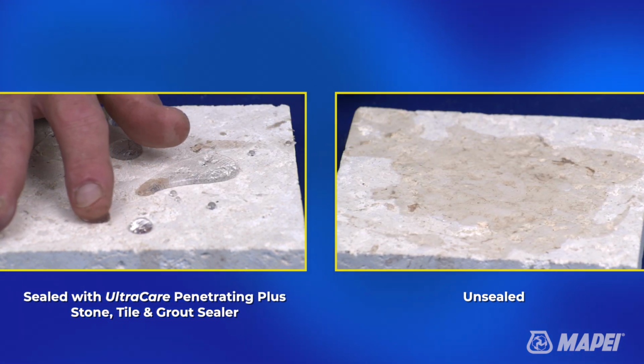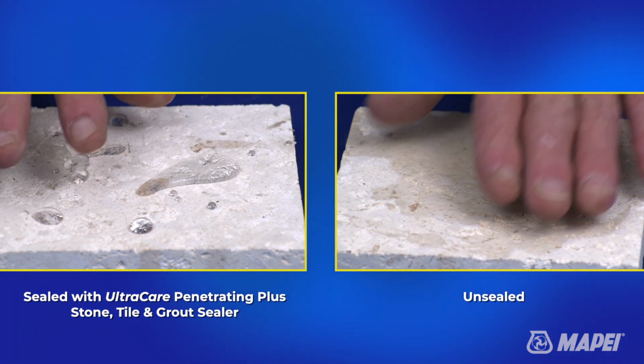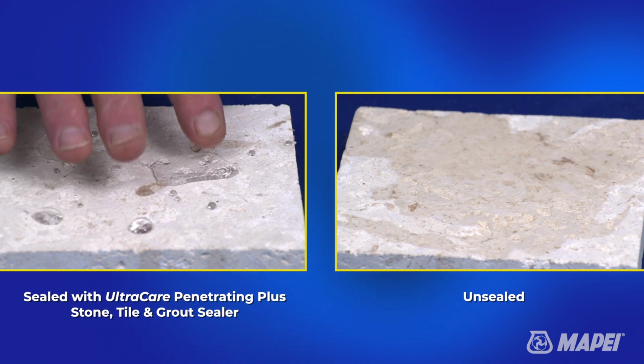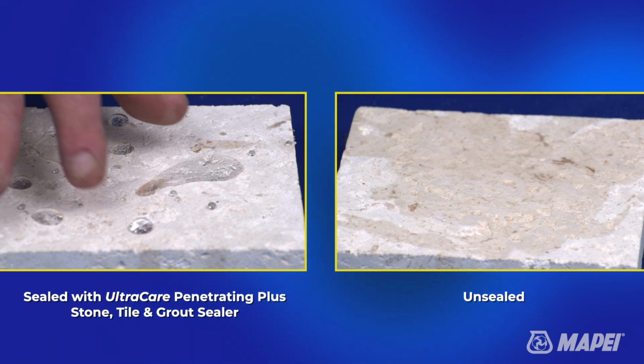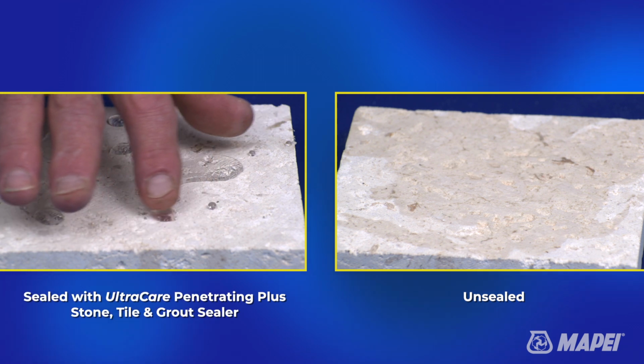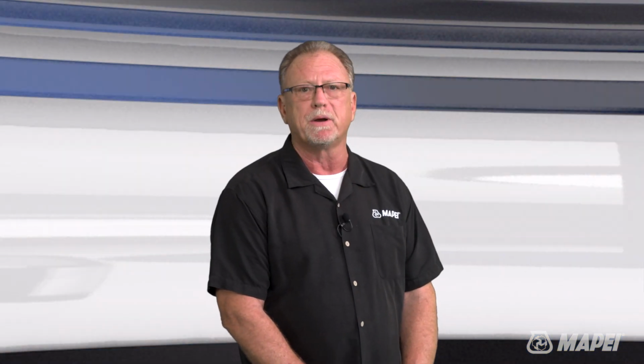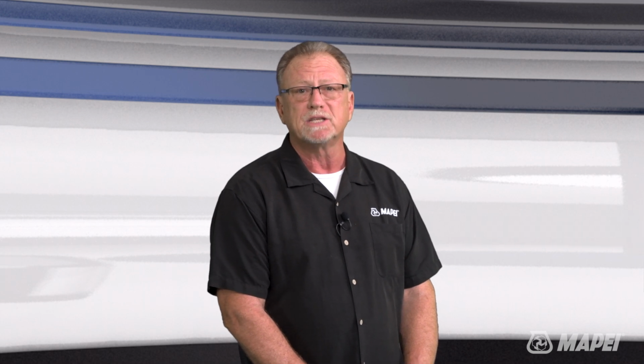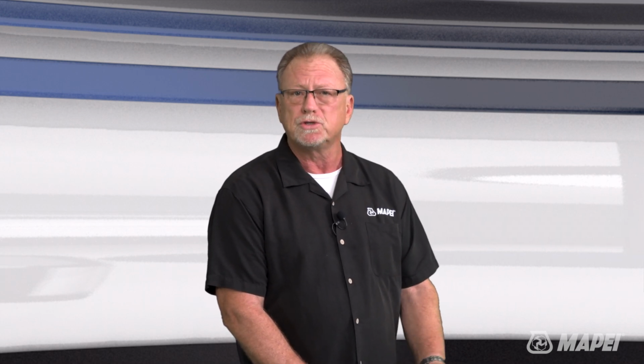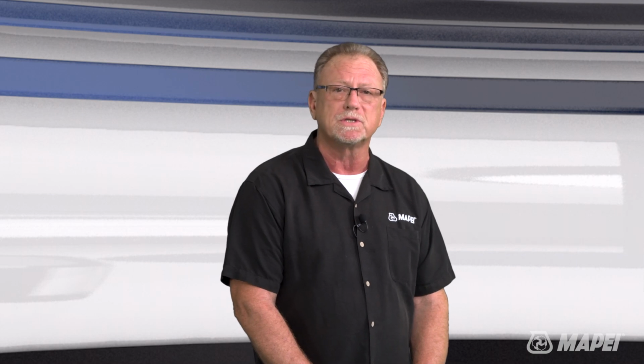For a highly porous stone such as coral stone, Mapei recommends using a high-performance water-based sealer like our UltraCare Penetrating Plus Stone Tile and Grout Sealer. This product repels both water and oil-based contaminants, leaves the stone natural in its appearance and unchanged, is 100% breathable, and can be used on both interior and exterior surfaces.